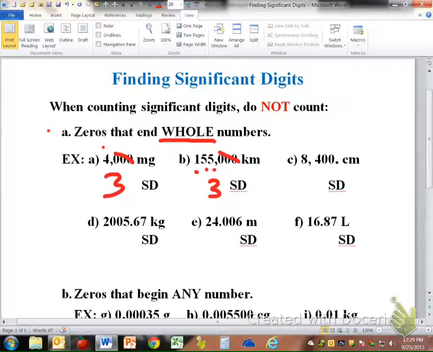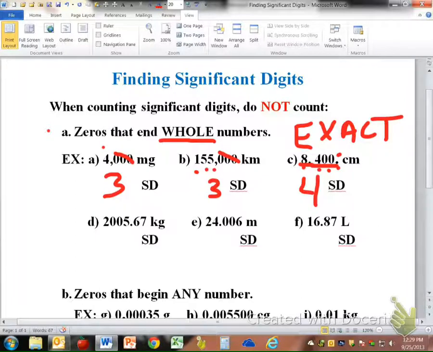Now I want you to look carefully at C. 8,400 centimeters, but I want you to notice right there we have a decimal point. That changes the 8,400 from a whole number to a decimal measurement. Therefore, the dot there tells us I mean exactly 8,400. That means those zeros are going to count. So I have 1, 2, 3, 4 significant digits in the 8,400 that has a dot.